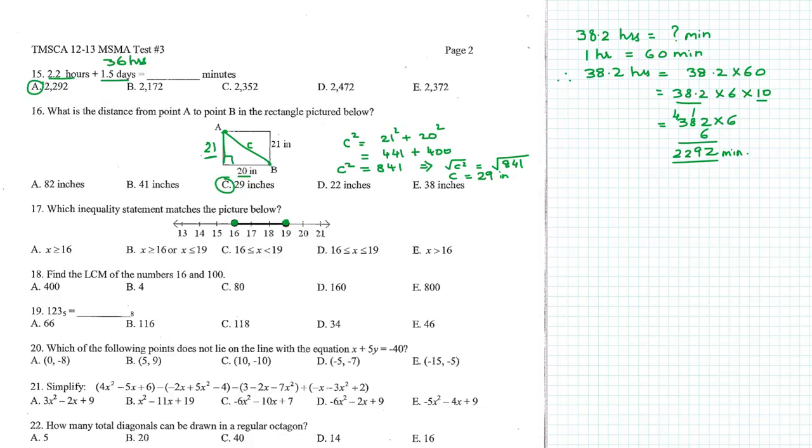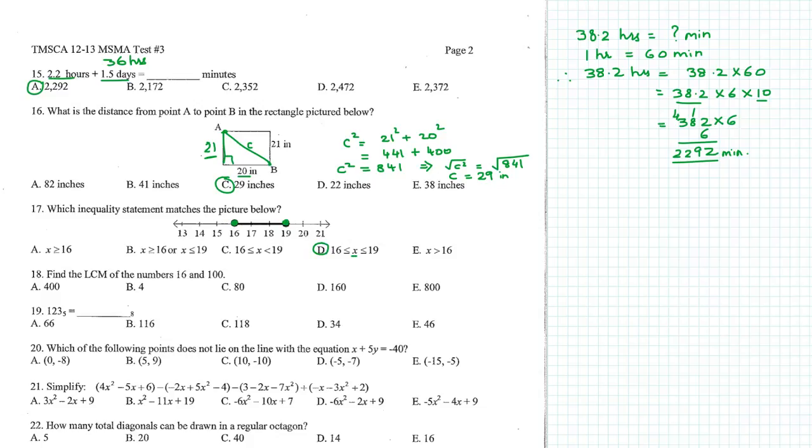So therefore we will select D as the answer, where it says x is greater than or equal to 16 and less than or equal to 19. So that means that the number is between 16 and 19, including 16 and 19. So D is the correct answer.